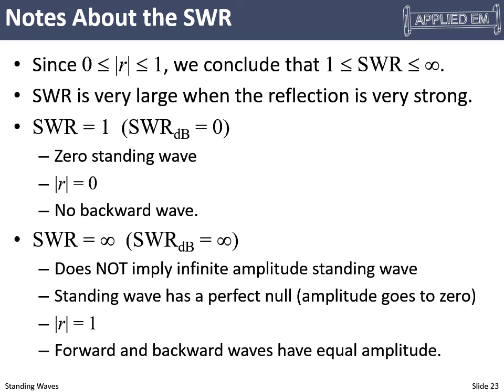When the standing wave ratio is infinity, we just went through this, the standing wave ratio in dB is also infinity. And it's a very common mistake to think that means an infinite reflected wave, and that's not true. It just means the reflected wave and the applied wave have the same amplitude so that they can cancel and go all the way to 0. So an infinite standing wave ratio means the reflection coefficient is 1. We're getting 100% reflection.